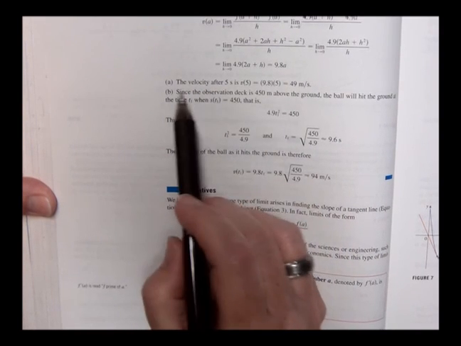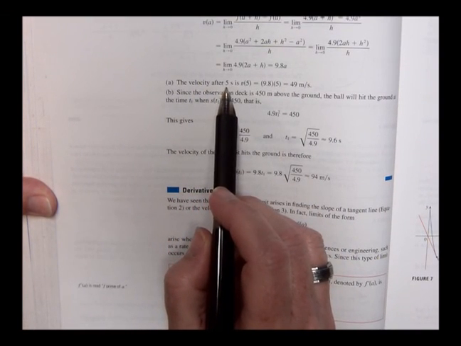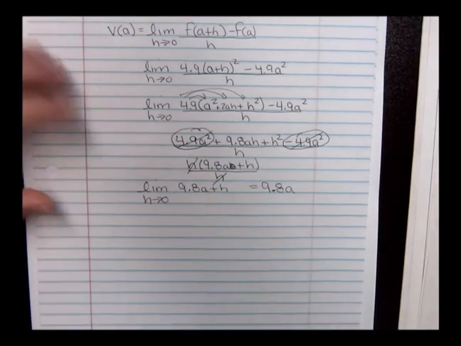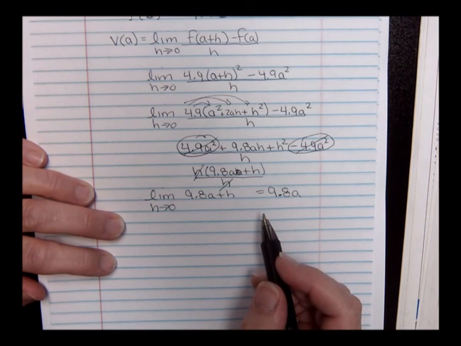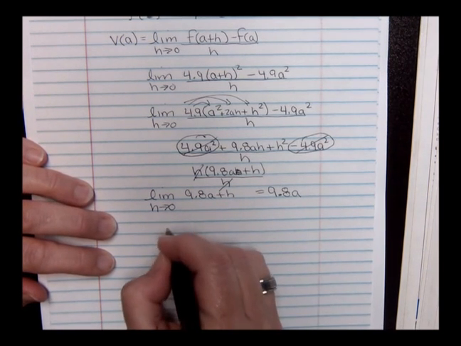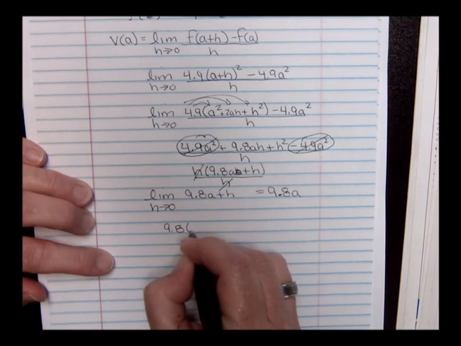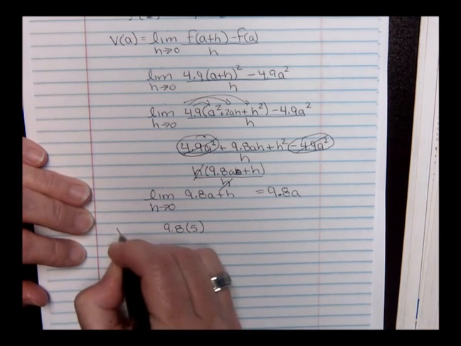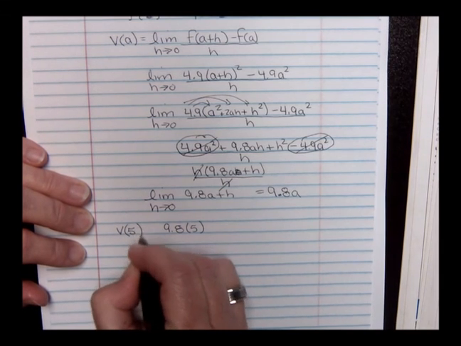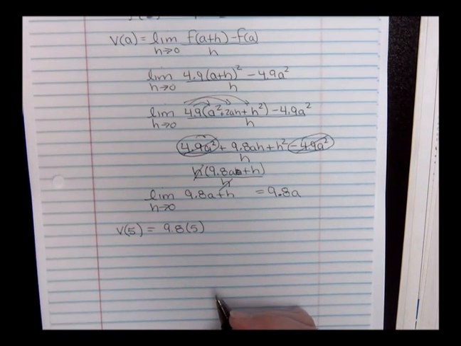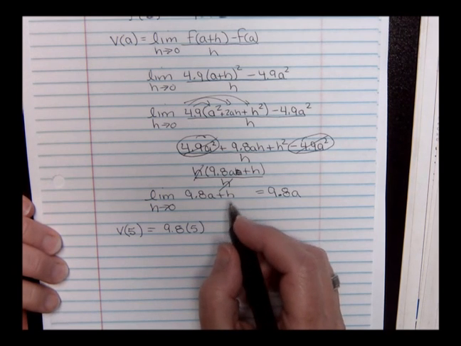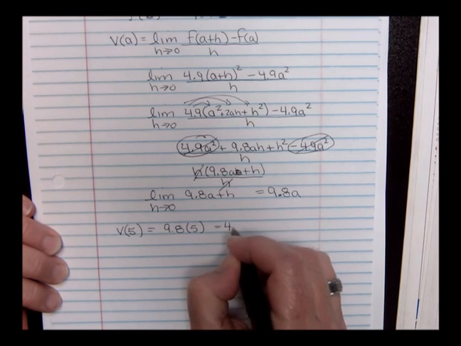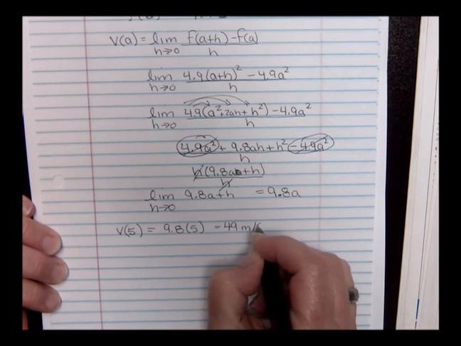So now we have to find the velocity after 5 seconds. So I'm going to go back and I'm going to put 5 into my value. So I'm going to have 9.8 times 5, because this is my velocity formula after 5 seconds. That's what we solve for, velocity after 5 seconds. Velocity is a rate of change. Okay, so then when I multiply that together, I will get 49 meters per second. Okay, that's after 5 seconds.